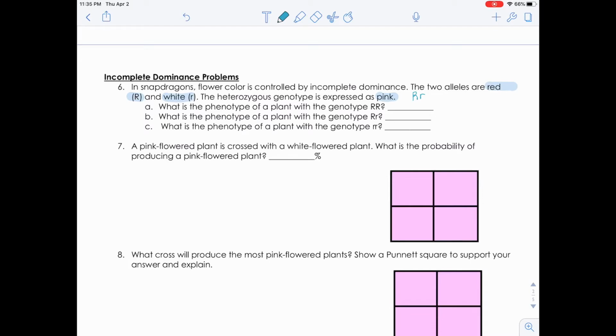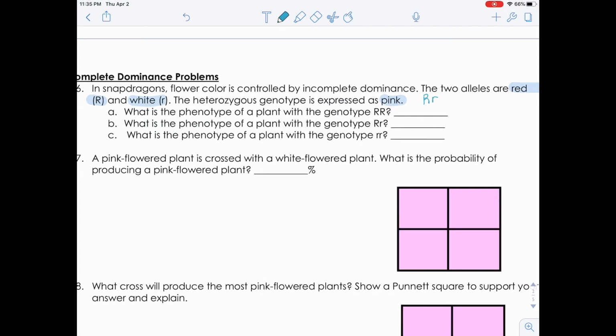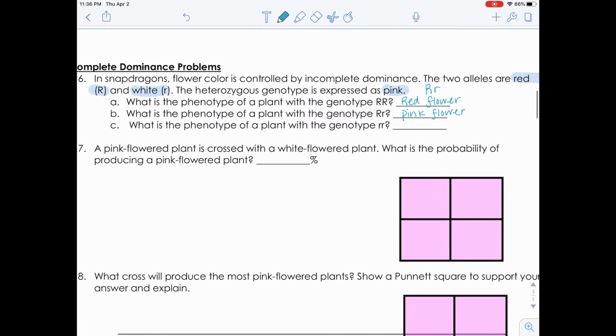What is the phenotype of a plant with the genotype big R, big R? This is homozygous dominant, so this will produce a red flower. And what is the phenotype of a plant with the genotype big R, small r? This is the heterozygous genotype, so this will be a pink flower. And what is the phenotype of a plant with the genotype small r, small r? This is homozygous recessive, so this will be a white flower.